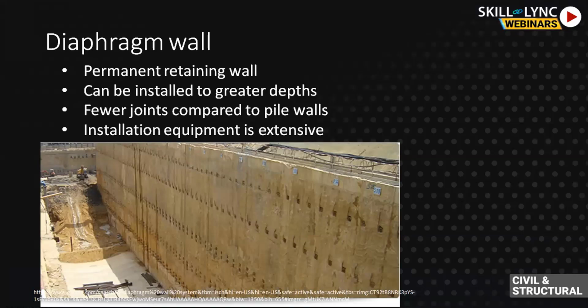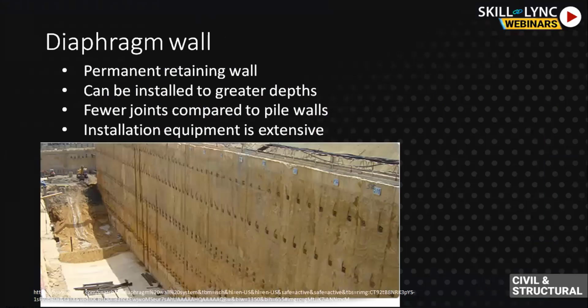But the main thing is that the installation equipment is a little extensive. So for very large construction and for deeper construction, this type of embedded retaining wall is used. It can be economical for those cases, but for lesser depth, this type of construction is a little bit costly, and you cannot go for this type of embedded retaining wall in those cases.